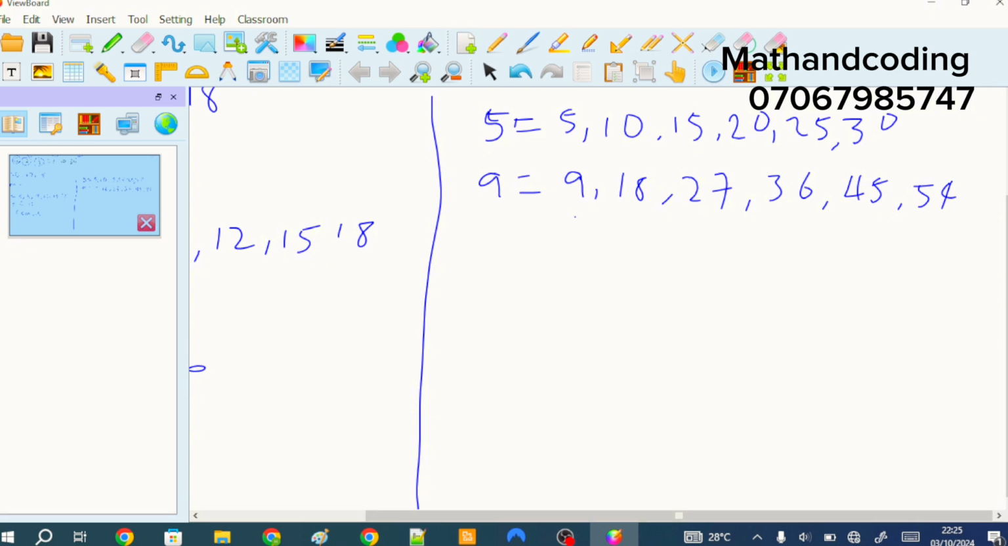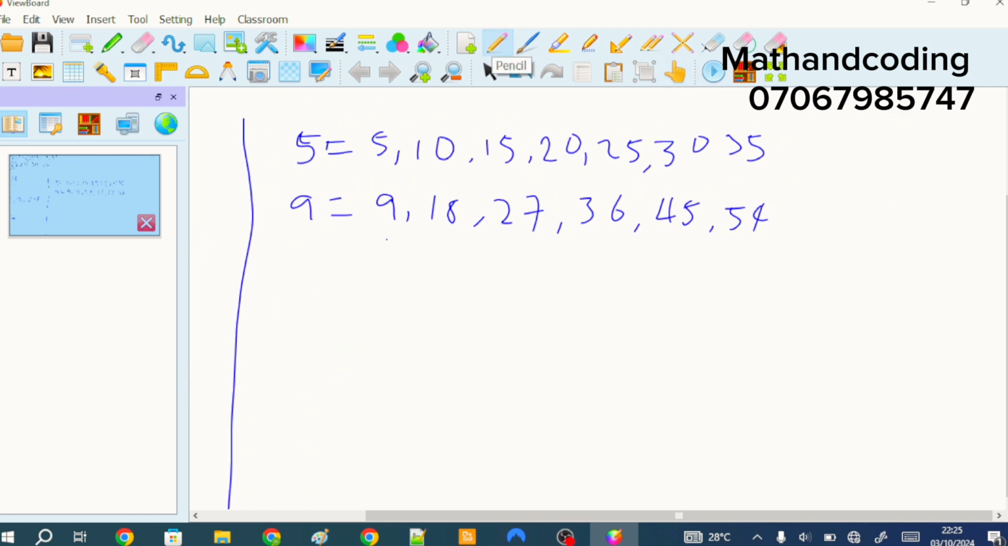That means I'll continue writing multiples of 5: 30, 35, 40, 45. Okay, I now have a common multiple, that's 45. We have a common multiple, 45, because 45 is there in the multiples of 5, and 45 is there in the multiples of 9. There is no need for me to continue writing. I'll just say the LCM is equal to 45.